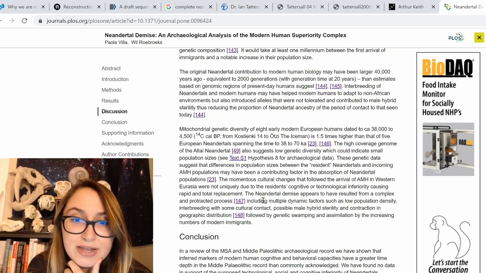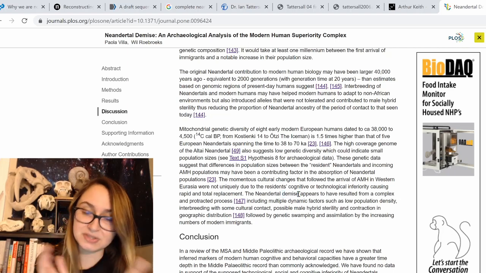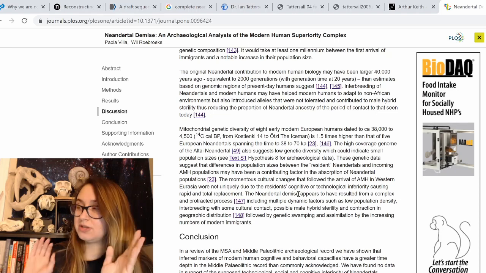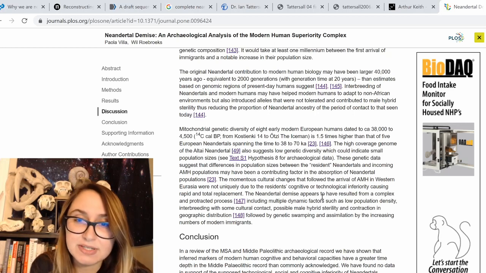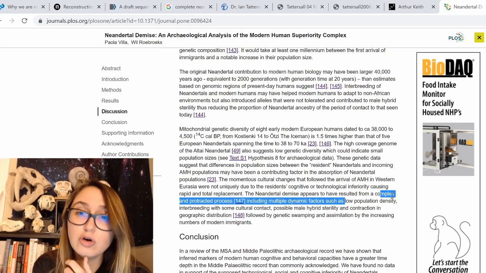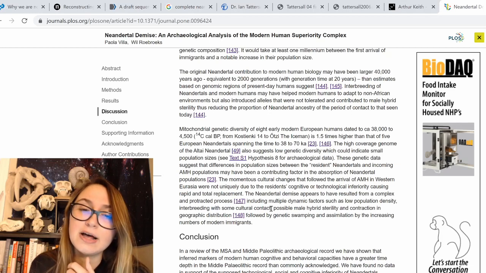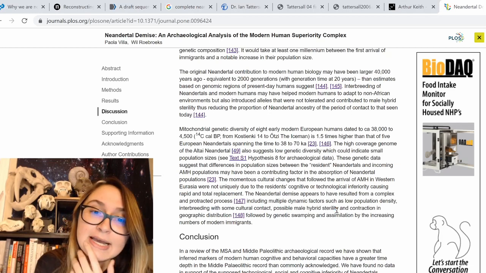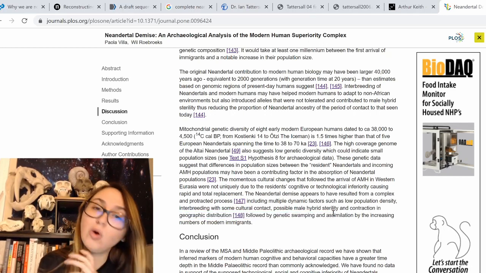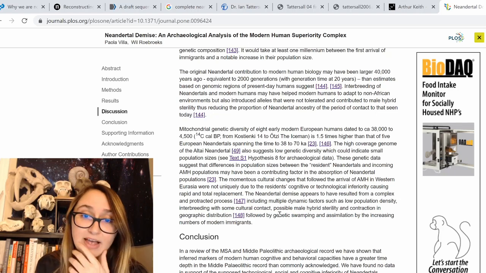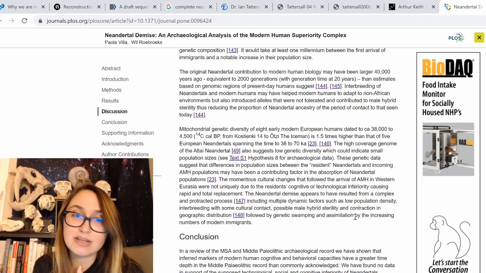Also, it notes here that their demise, which of course is pretty much synonymous with extinction, in the sense that it includes that the distinctiveness of the species is in fact gone, that the reason Neanderthals effectively went extinct is due to several different things, including their low population density, so they're living in these small pockets, interbreeding with some cultural contact, the possible male hybrid sterility, and the fact that their range was shrinking, so contraction in geographic distribution. So after all of that happens and really gets them down to a vulnerable level, then they get genetically swamped, and what's left of them is assimilated by the increasing number of modern immigrants.